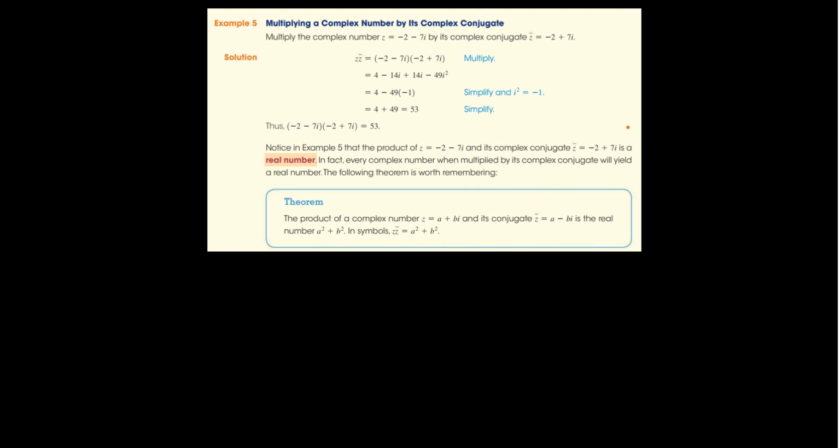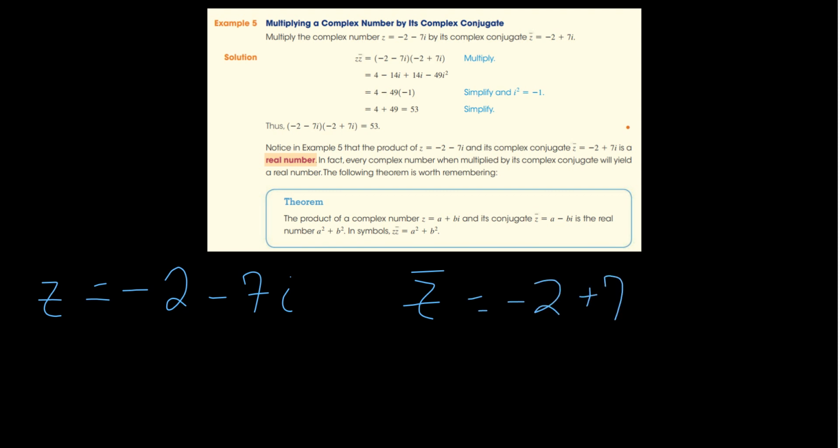So let's go back and actually look at that. Okay. So we have the complex number negative 2 minus 7i, and we'll just go ahead and denote that as z. And then we had the complex conjugate as negative 2 plus 7i. What this theorem is stating, and it will save you a lot of time, is that if you multiply them together, it's just a squared plus b squared.